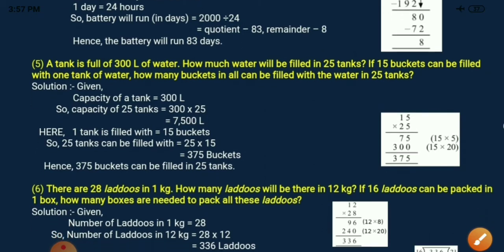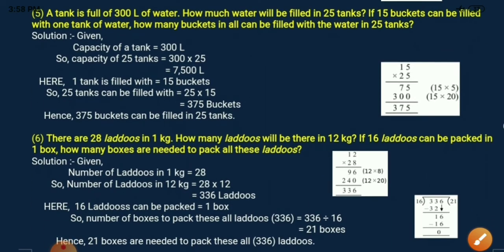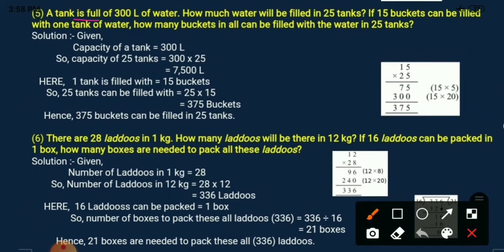Now come to the next question. Question number 5. A tank is full of 300 liters of water. How much water will be filled in 25 tanks? So here is the first question. So let's solve it first. So given capacity of a tank, that is 300 liter.